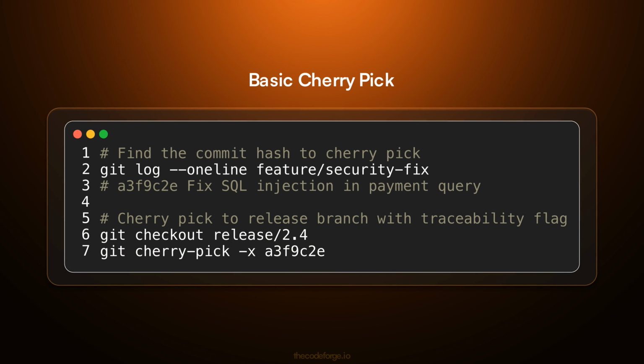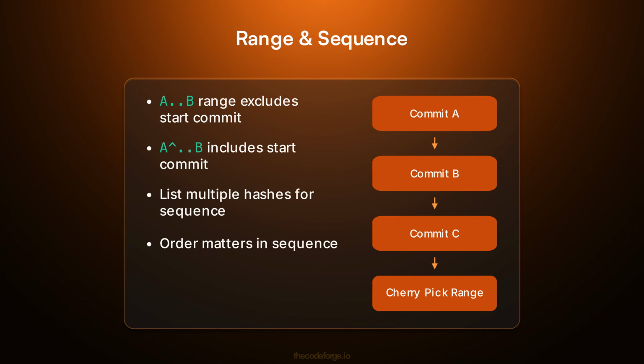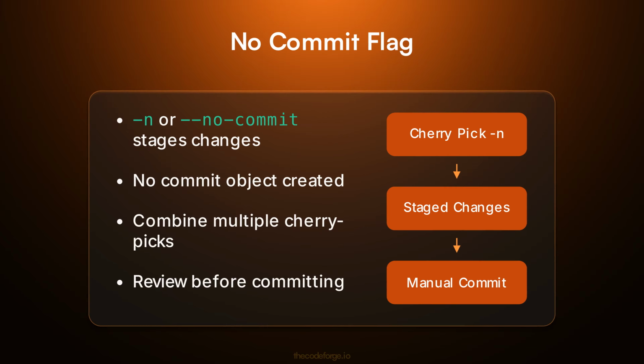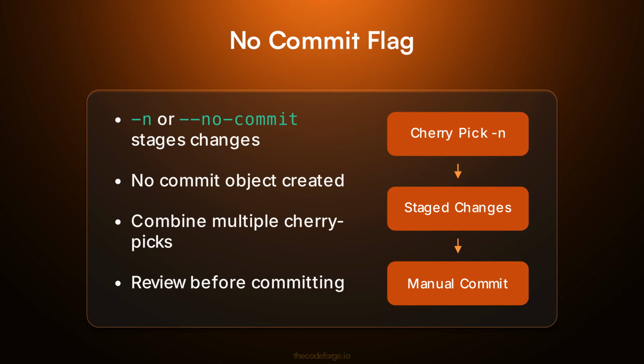Here we find the commit on the feature branch, then cherry-pick it onto release 2.4 with -x to record the source. You can cherry-pick a range of commits or a list of specific ones. The range syntax is exclusive of the start by default. The --no-commit flag applies the diff, but doesn't create a commit. This lets you review or combine changes before committing.